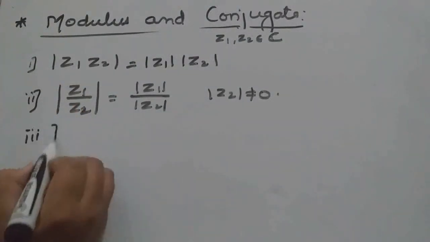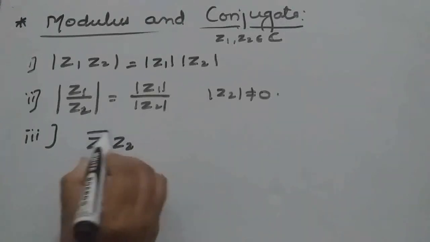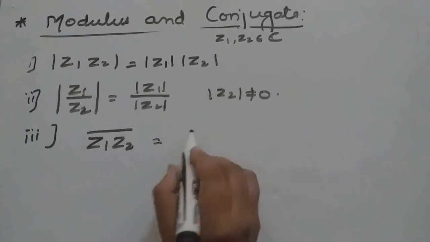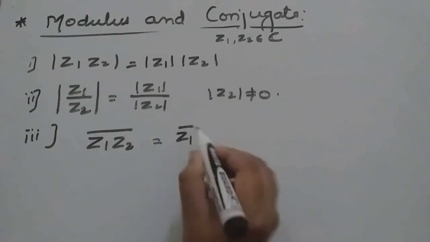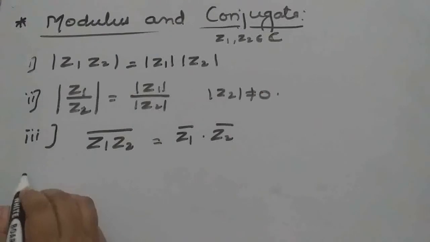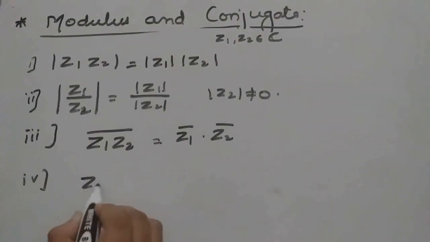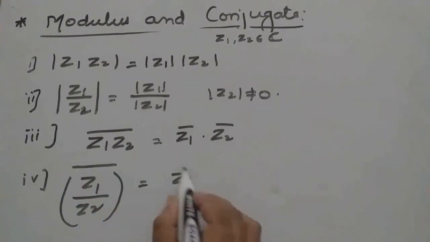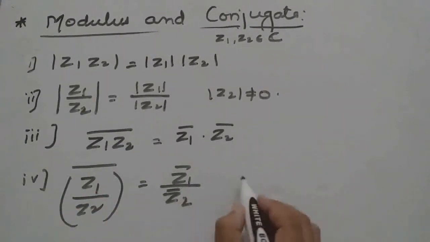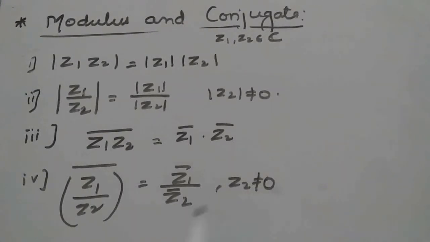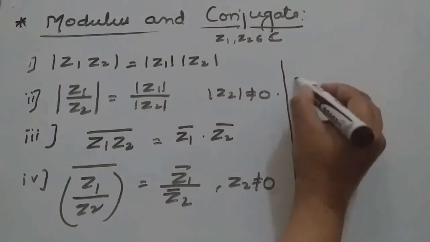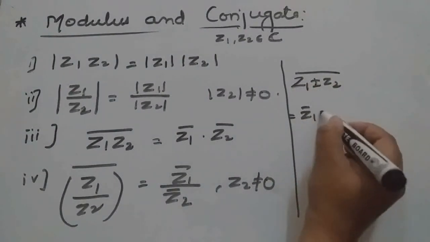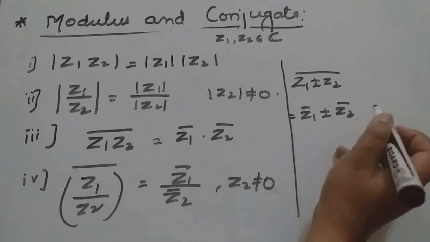Now the third one we can write: z1 z2 whole bar. Okay, the conjugate of the product of two complex numbers will give the product of the two conjugates, that is z1 bar into z2 bar. Similarly z1 by z2 whole bar will give z1 bar by z2 bar, where z2 bar should not be equal to 0. And then z1 plus minus z2 whole bar, we can write as z1 bar plus minus z2 bar.